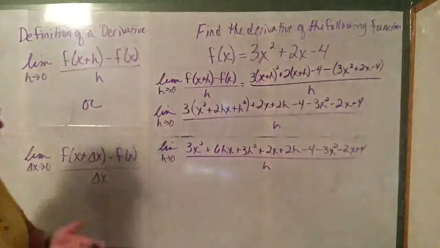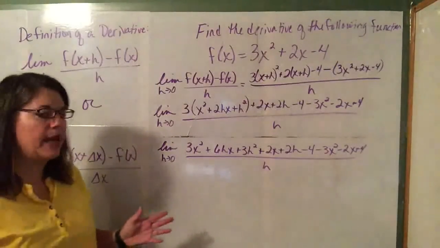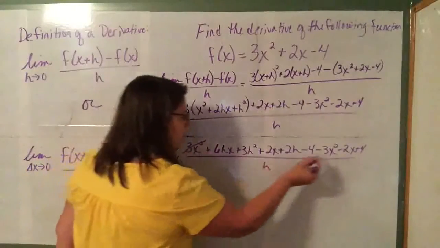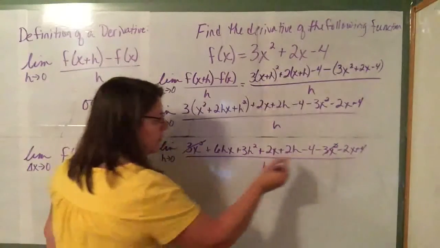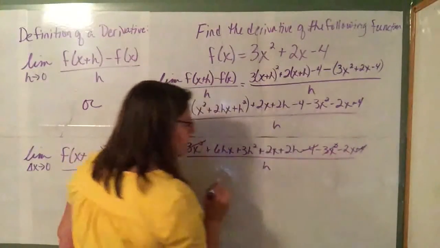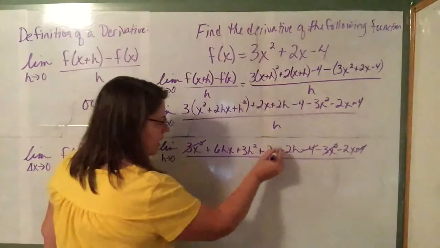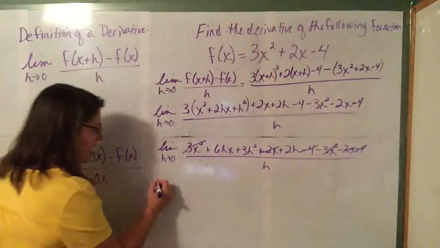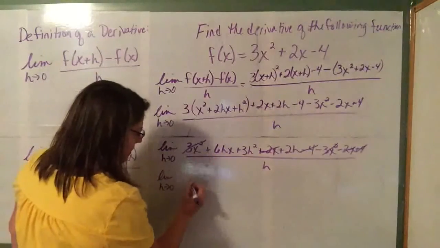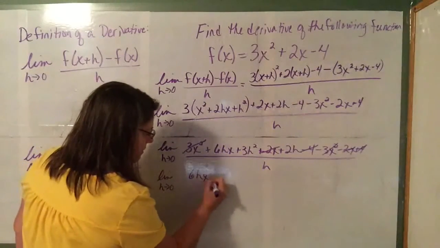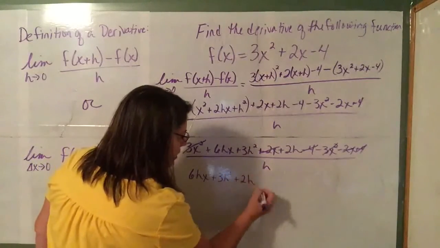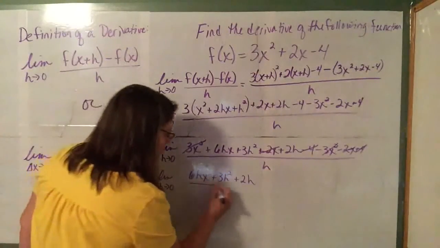So not too difficult so far. Then I'm going to add and subtract like terms. Well, if you look here, 3x squared cancels with the 3x squared. This negative 4 cancels with the positive 4. The 2x cancels with the negative 2x. And if you notice here, what I have left, I've got the limit of 6hx plus 3h squared plus 2h, and I believe that's it, and that's all over h.